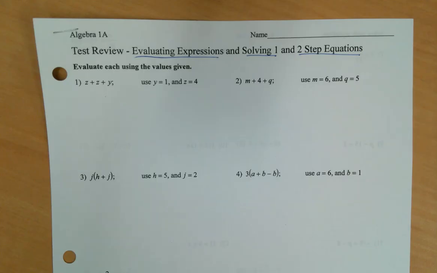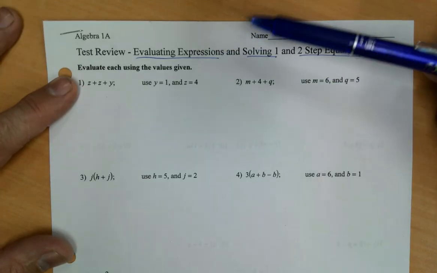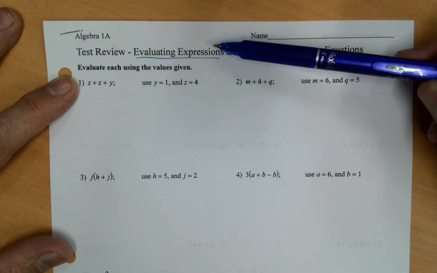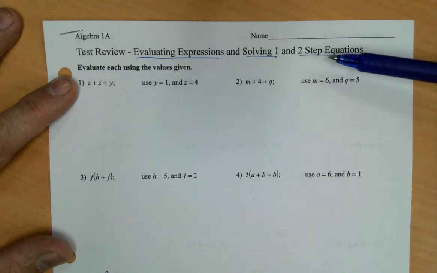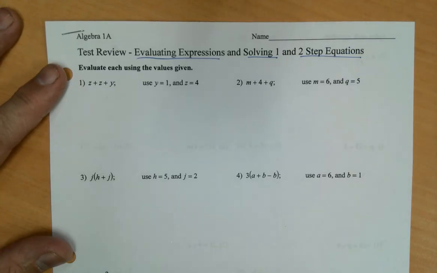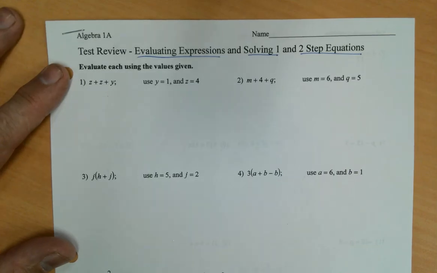So what we're going to do now is I'm going to go through these 3 components. Like I said, this test on Friday has 3 components: evaluating expressions, solving 1-step equations, and solving 2-step equations. I'm just going to go through one example of each, and then you're going to have the rest of class today to work on this test review. And if you get it done, you can check it.